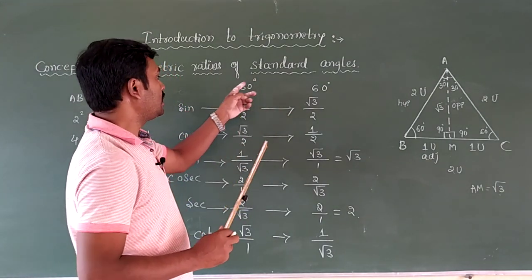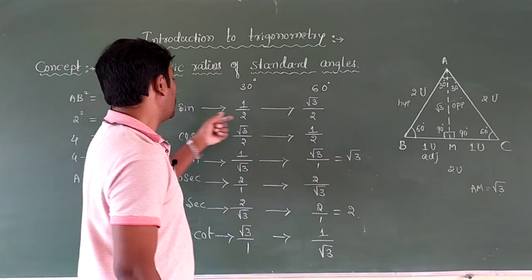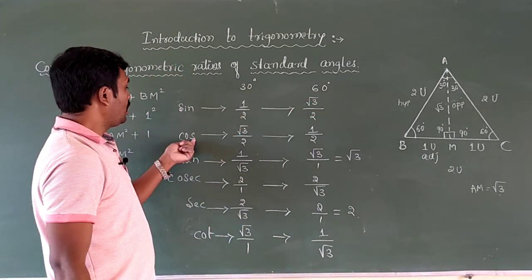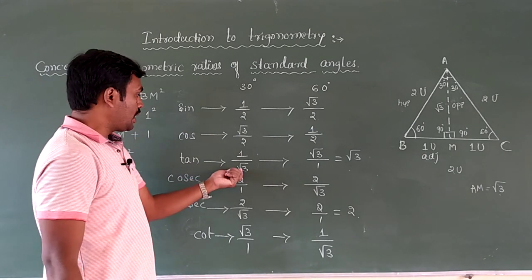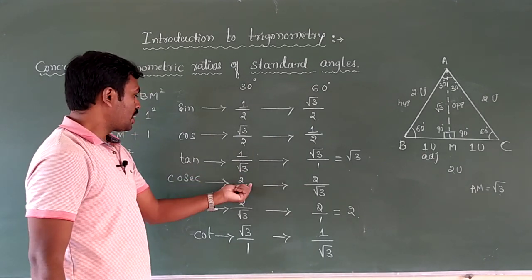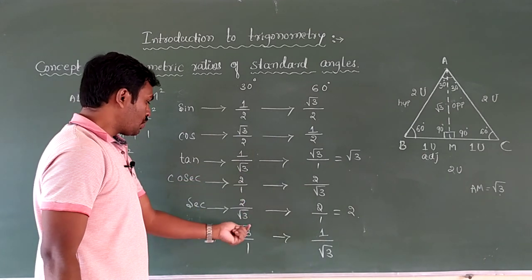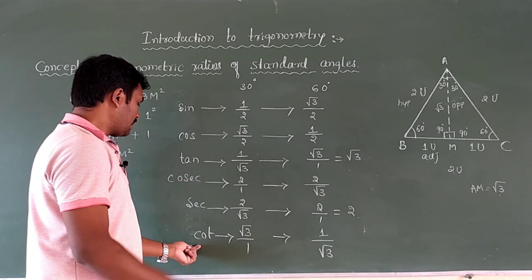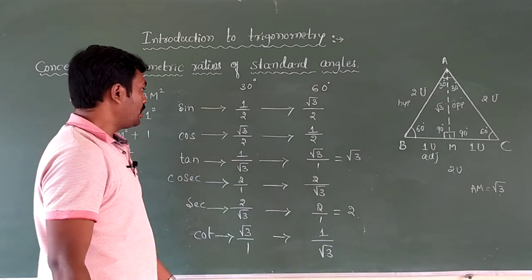So next, sin 30 degree and 60 degree. So sin 30 is what? 1 by 2. Cos 30 is root 3 by 2. Tan 30 is 1 by root 3. Cosec 30 is 2 by 1. Sec 30 is 2 by root 3. Cot 30 is root 3 by 1.